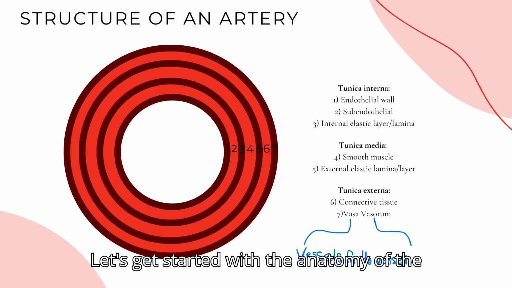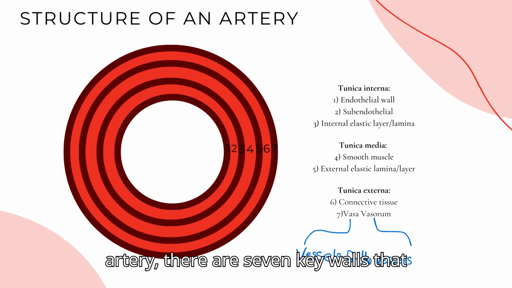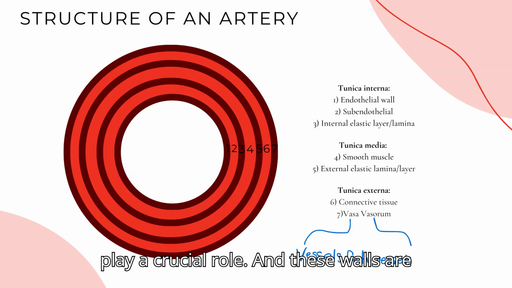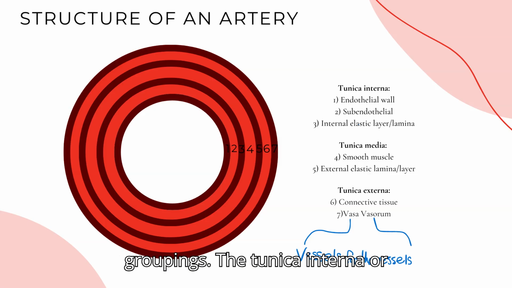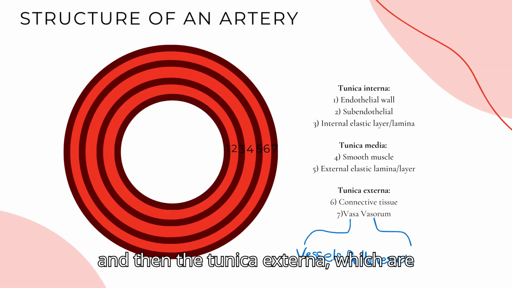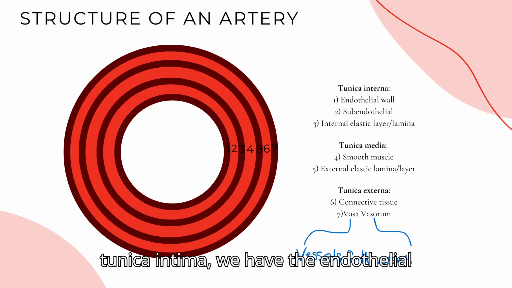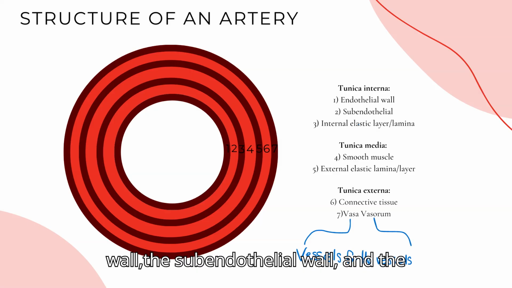Let's get started with the anatomy of the artery. In the functioning of the artery, there are 7 key walls that play a crucial role. These walls are divided into 3 groupings: the tunica interna or intima, which are the inner walls, the tunica media, which are the middle walls, and then the tunica externa, which are the outer walls. In the tunica intima, we have the endothelial wall, the subendothelial wall, and the internal elastic lamina.